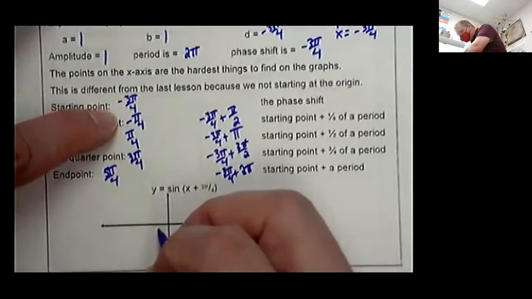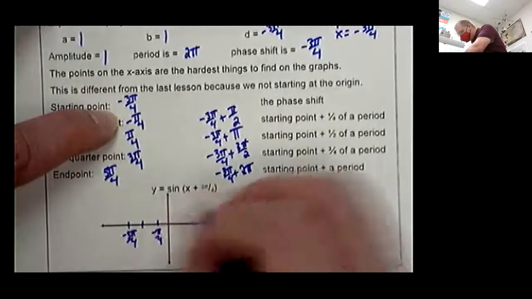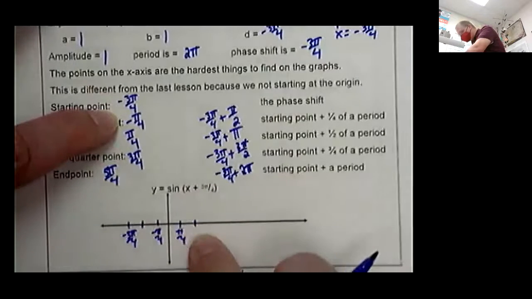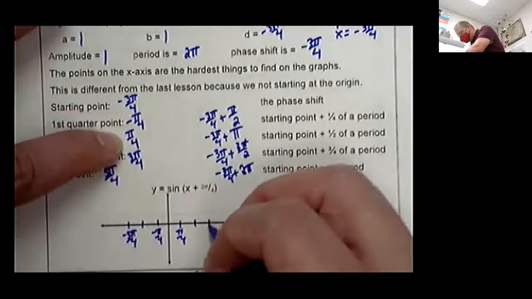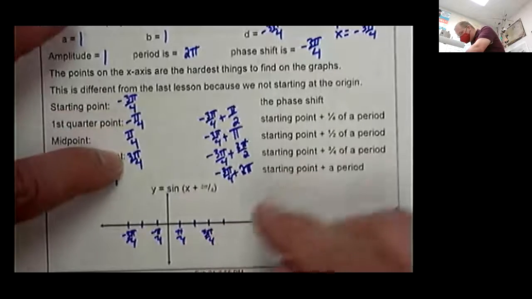And so this would be negative pi fourths. This will actually be negative pi halves that we're not using. This is negative 3 pi fourths. Here would be pi fourths. Here's pi halves that we're not using. Here is 3 pi fourths. There's pi that we're not using.